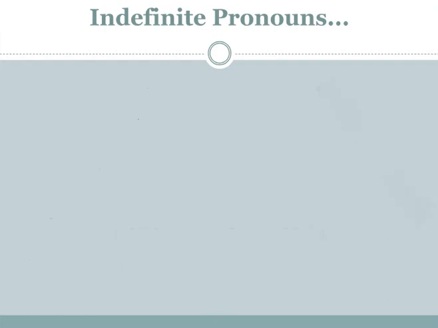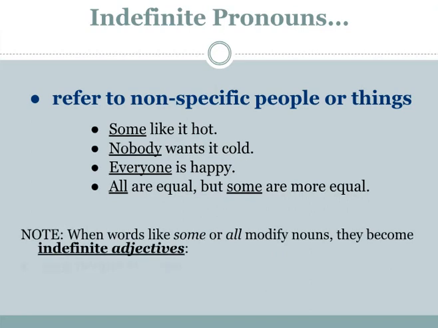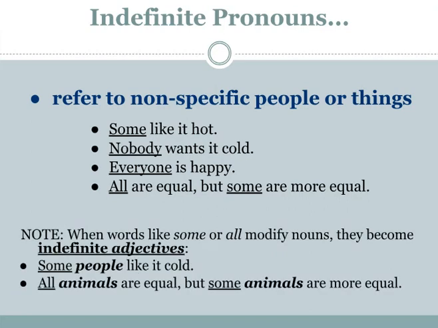Indefinite pronouns are kind of similar in that sometimes they can be used to stand in for the noun, but sometimes the same word could be used to describe the noun. So if you use words like some or all by themselves to represent all of those who like it hot, or all of those who are equal in the first and fourth bullet, then they are pronouns. Some Like It Hot, name of a really great comedy from the early 1960s, by the way.